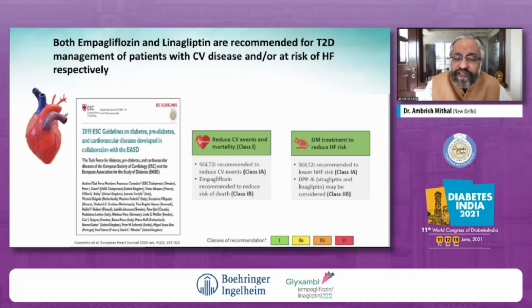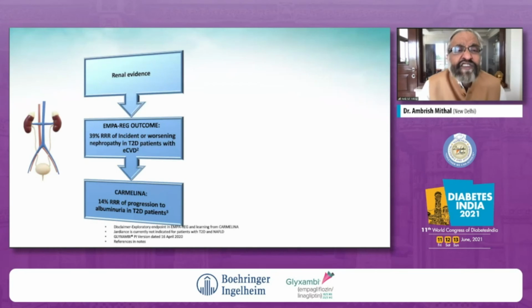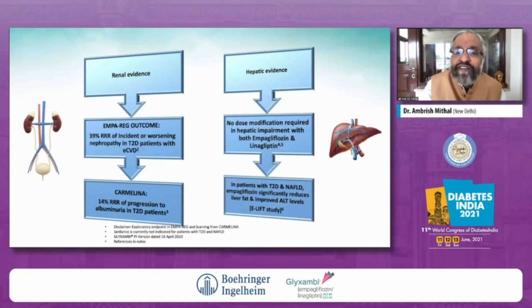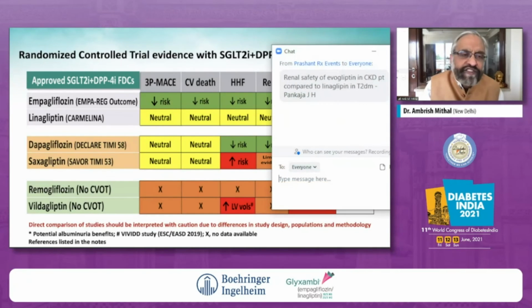So, right, no confusion. You can read the title of the slide. These are the ESC guidelines. And renal evidence is strong. Hepatic evidence in terms of safety is strong, but also in terms of some benefits, which we haven't shown today because of lack of time. And of course, combinations will work.